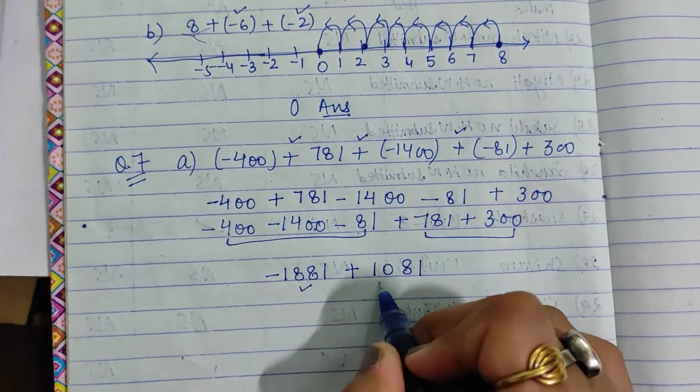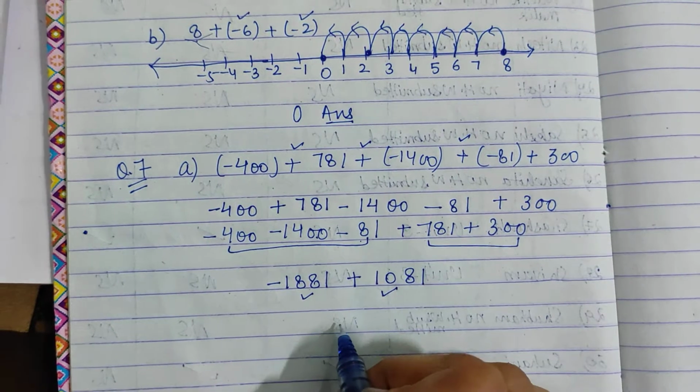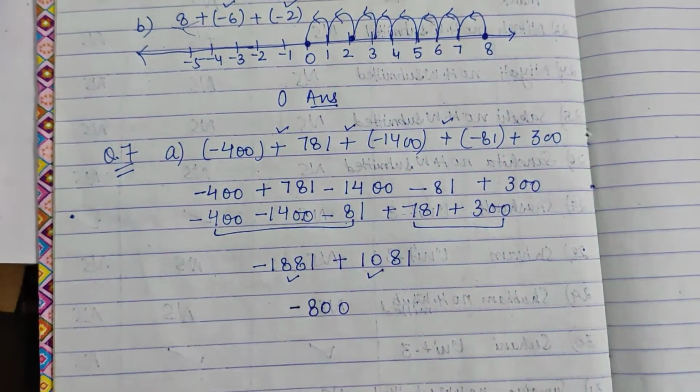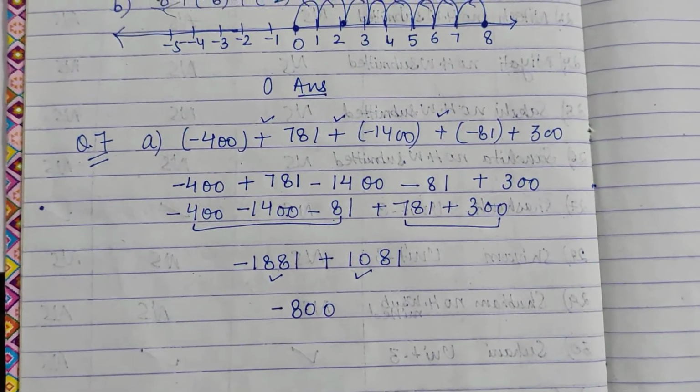Now one positive, one negative. Very good. Ultimately, you will subtract them. When you subtract them, you get 800. The sign will come from the larger number. So -800 is my answer. Okay. So in simplification, you need to follow the basic rules.